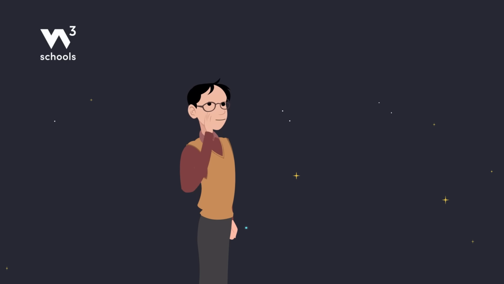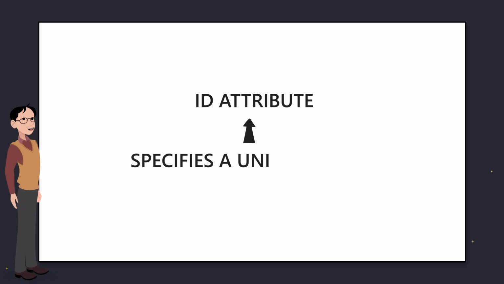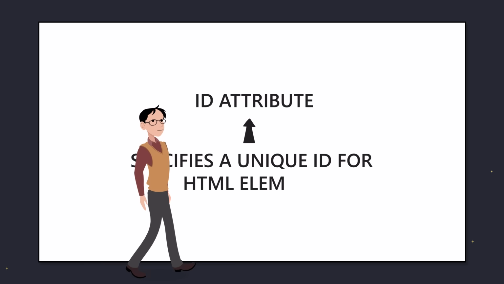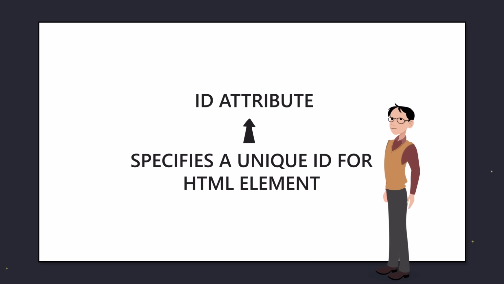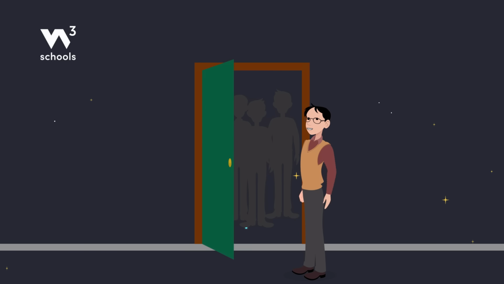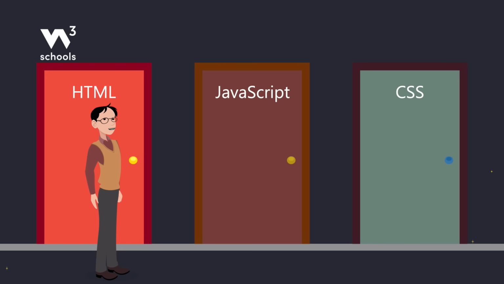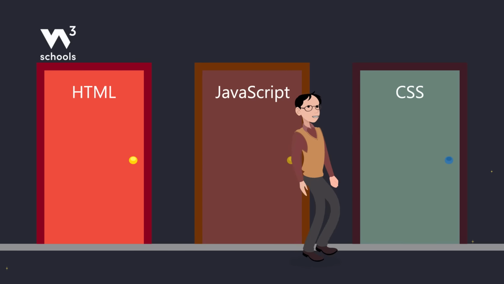Hello again. Today, let's learn about the HTML ID attribute. This specifies a unique ID for an HTML element. The ID is a way to reach a specific element in a page, kind of like shouting a name in a crowd. Hey, Bill! And it's very versatile too. It can be used as an identifier for HTML, CSS, and JavaScript.